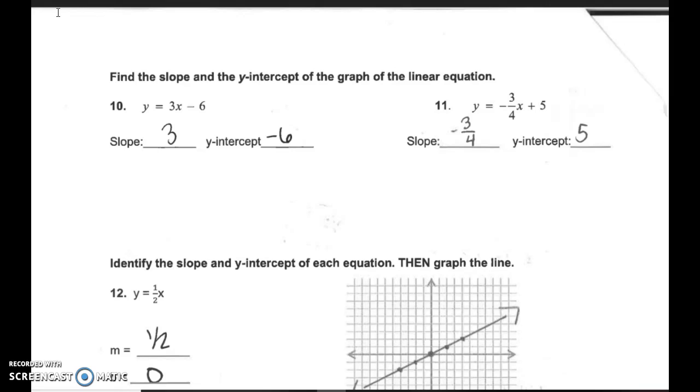All right, so in this next section, remember we're finding slope and y-intercept for the graph. So in slope-intercept form, remember that's y equals mx plus b. So the slope is the number in front of x. So that's why it's 3, and the y-intercept is after your x. So don't forget to include the sign that precedes the number. So y-intercept is -6. In number 11, the slope is -3/4, and the y-intercept is 5.